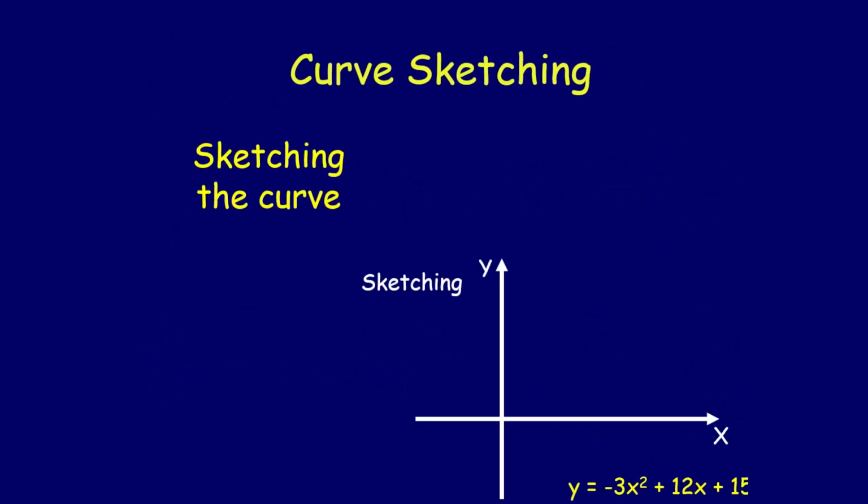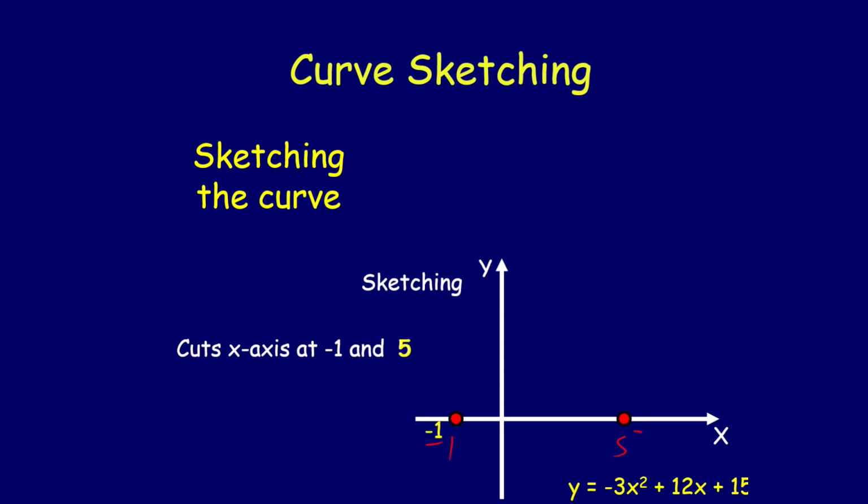So after that, now we can sketch the curve. We have the axis. We have determined the points where the curve cuts the axis, and you have the stationary points, and you have determined that it is a maximum point. Now we can sketch the curve. So it cuts the x-axis at negative 1 and 5. We start by putting that. Negative 1 is here and 5 is there.